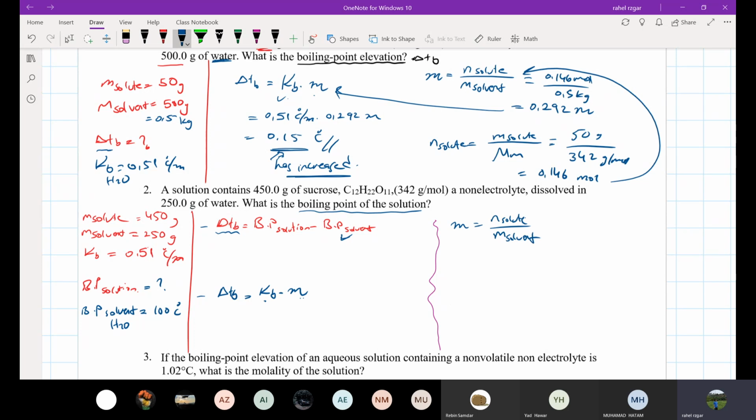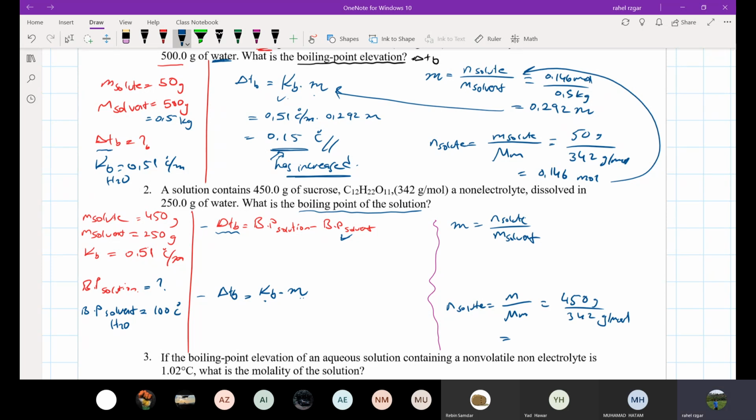We don't have mole of solute. Why? Because mass of solute is given. Sometimes the mole of solute can be given directly, which is easier. Mole of solute is equal to mass over molar mass. What is the mass? 450 grams divided by 342 grams per mole.